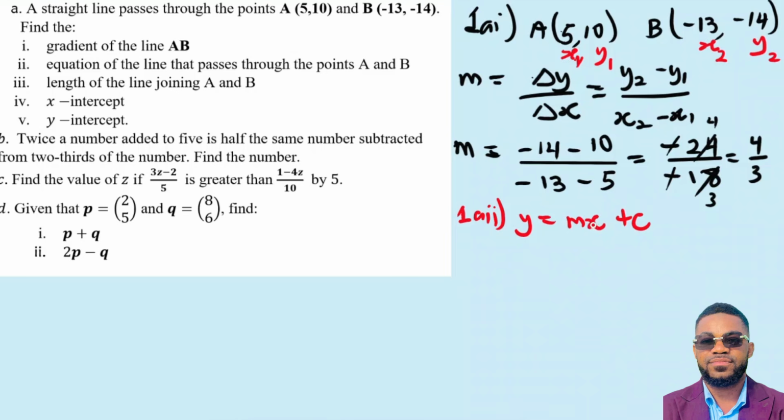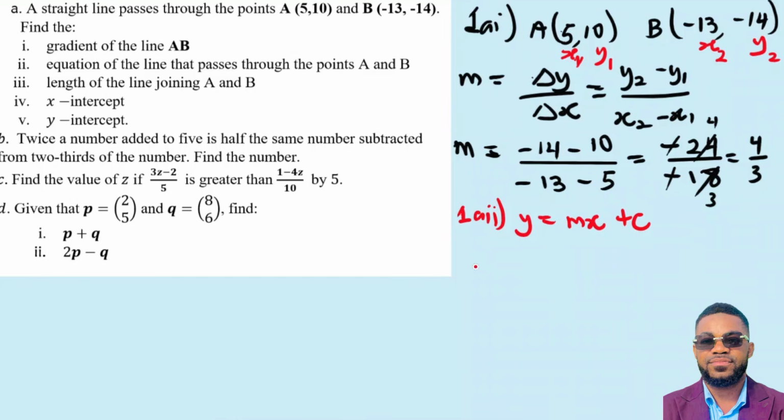Now, this is what you're supposed to know. The y and the x are always going to be like that, y and x. We are not going to use any number for the y and the x. But for the m and the c, there should be a number. Unfortunately, we have the m, which is the gradient, to be 4 on 3. So we have to find the c, the y-intercept. And how do we get the y-intercept? That is what we are going to do right now.